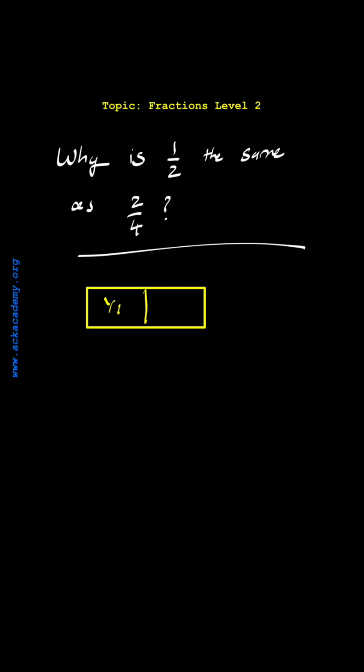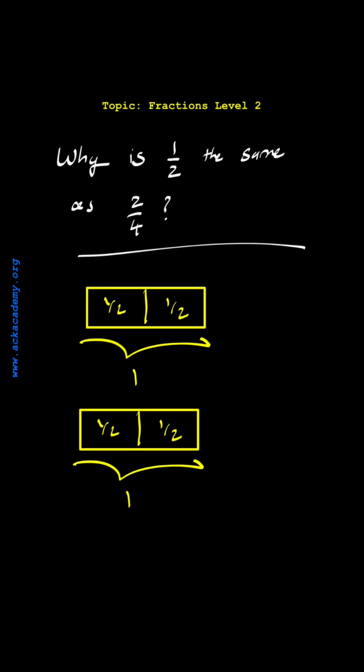So we have 1/2 here, and we have 1/2 here. And this whole thing is a whole. And now let's do another picture. Let's actually copy this exact same thing. And now I can erase the inside of this. And now let's make that into 4 different pieces. So that means this is 1/4, this is 1/4, 1/4, and 1/4. Okay? And it's asking us to show why is 1/2 the same as 2/4.